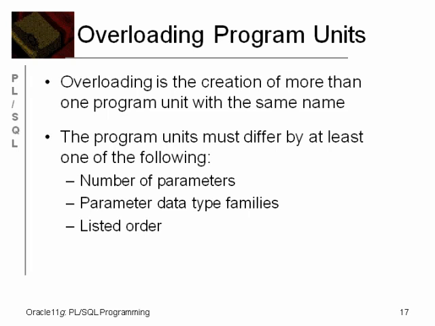Now, they must differ by one of the following: the number of parameters, the parameter data type family, which is the example I was talking about, or the listed order. So basically the order that the parameters are accepted in.